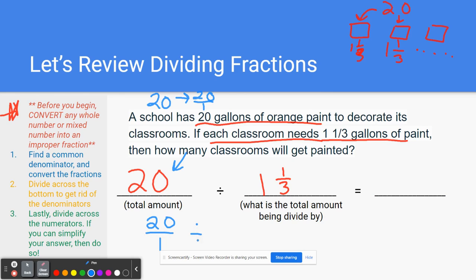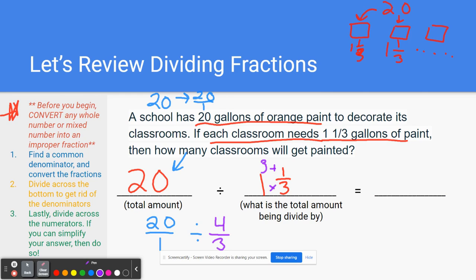Divided by, now I see 1 1/3. 1 1/3 is a mixed number, so it has to be turned into an improper fraction. I'm going to do that by taking the whole number 1, multiplying it by the denominator. 1 times 3 is 3. And then I have to add in the numerator, so 3 plus 1 is 4. The denominator stays the same, so 4 over 3. So 20 divided by 1 1/3 is the same thing as saying 20 over 1 divided by 4/3. They're equivalent, but now it's easier to divide.